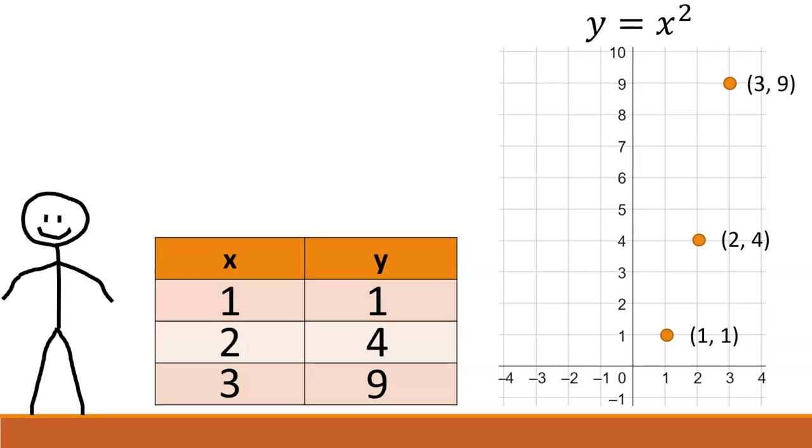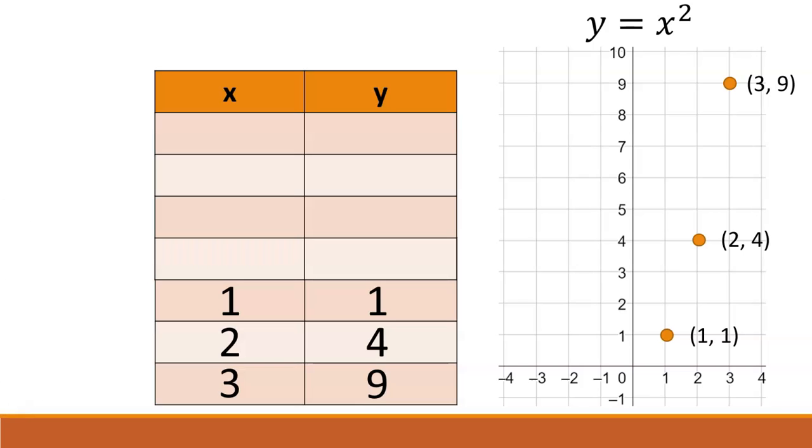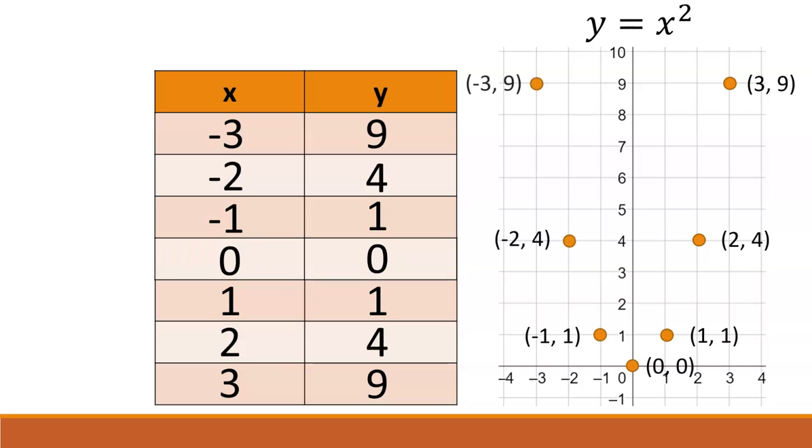Okay, so let's continue our graph, but let's go to the left of the points we already have. So let's go backwards from 1 and try x equals 0. 0 squared is 0. Negative 1 squared is negative 1 times negative 1, which is positive 1. Negative 2 squared is negative 2 times negative 2, which is positive 4. And negative 3 squared is negative 3 times negative 3, which is positive 9. So let's graph those points and see what we've got.